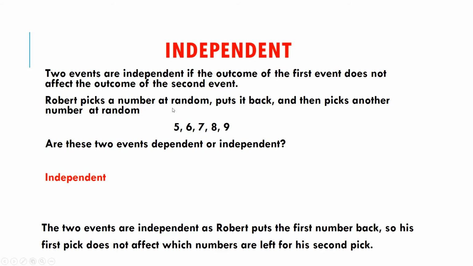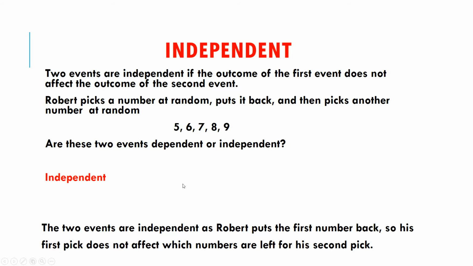Suppose Robert picks a number at random, puts it back, and then picks another number at random. Suppose these are the numbers. You can have any numbers, but in this example we have taken 5, 6, 7, 8, and 9. These are the five numbers. Suppose first he picks 6, then he puts it back and picks 9. So the question is, are these two events dependent or independent? The answer is independent.